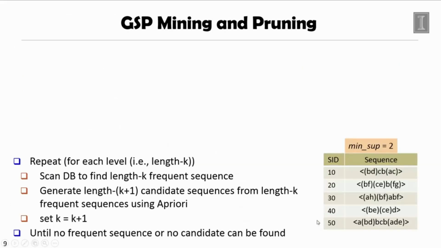So in general, we can work out the algorithm like this. You put this into a loop. At the very beginning, you scan to find length k, which is the length 1 frequent sequences. Then based on Apriori, you generate length 2, or length k plus 1, candidate sequences. Then you go back to check and find the real frequent sequences. Then you go back to do the Apriori-based candidate generation. So it is generate and test, and you go through the loop until no frequent sequences or no candidates can be found.